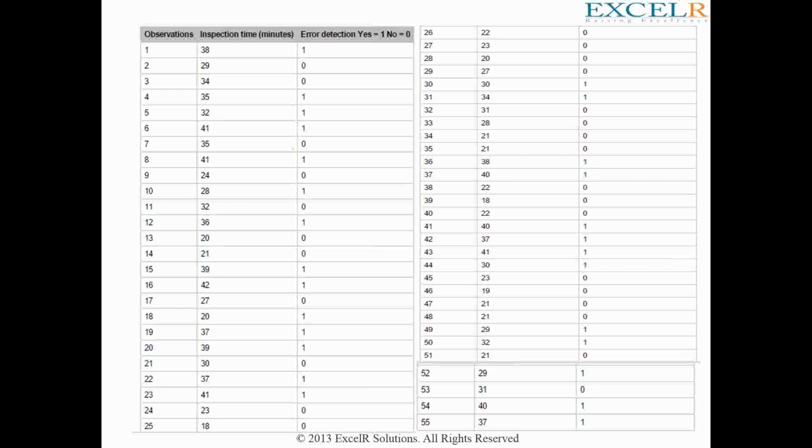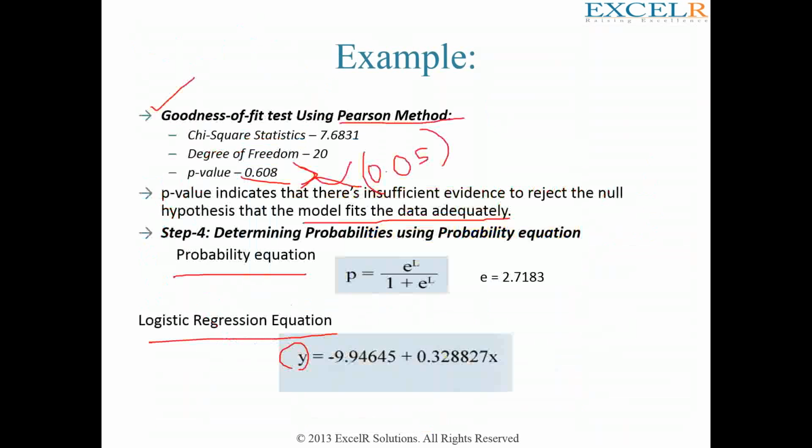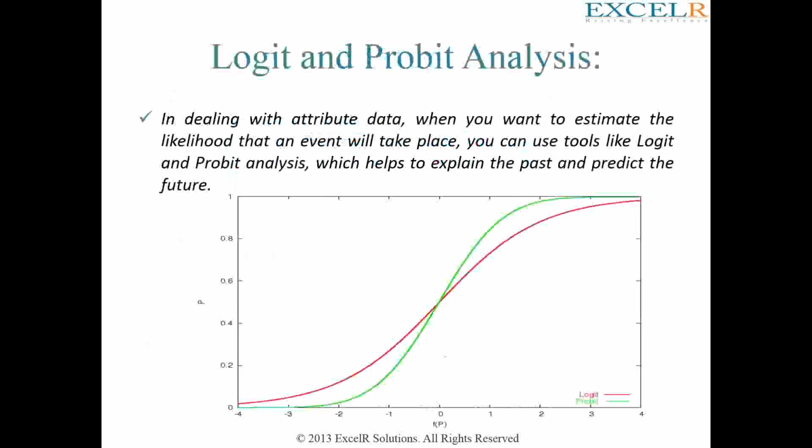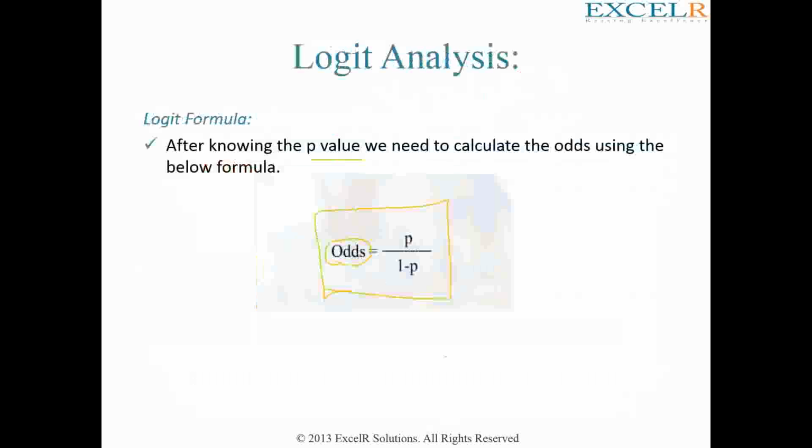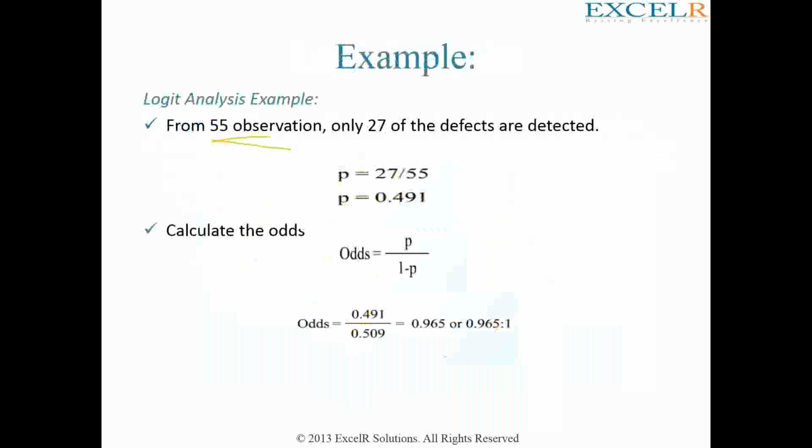So we have your 55 observations here, 1 until 55. And how many defects do you have? If you start counting 1 defect, 2, 3, 4, 5, 6, so on and so forth, you'll get 27 defects. So you have 27 defects out of 57 total observations.